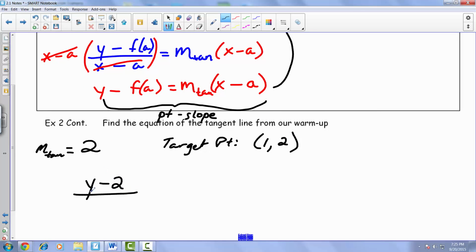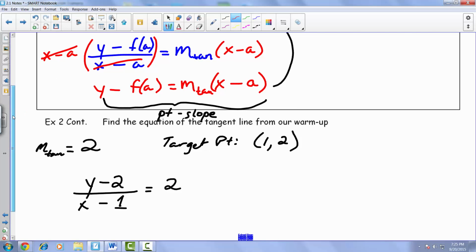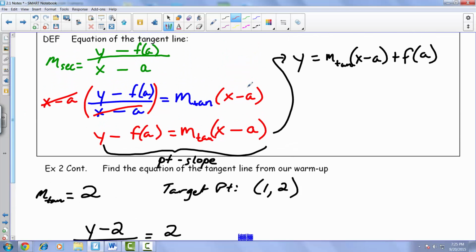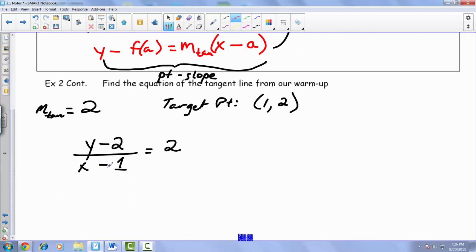All over x minus our target x value. A was 1. And again, this is equal to our tangent slope. In this case, our tangent slope is 2. Well, now we can follow the process that we just did for our definition. Multiply both sides by this x minus 1 and clear that fraction.